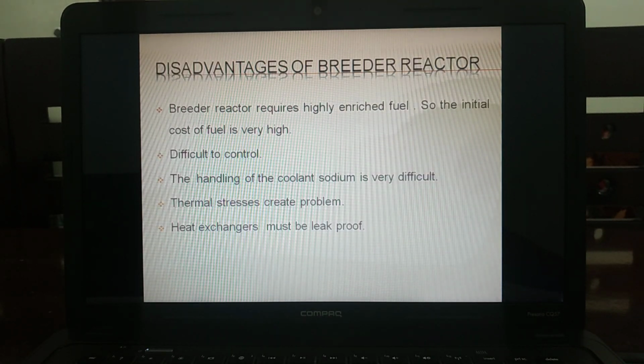Disadvantages of the breeder reactor. The initial cost of the fuel is very high. The handling of the sodium is very difficult. Thermal distress creates problems.